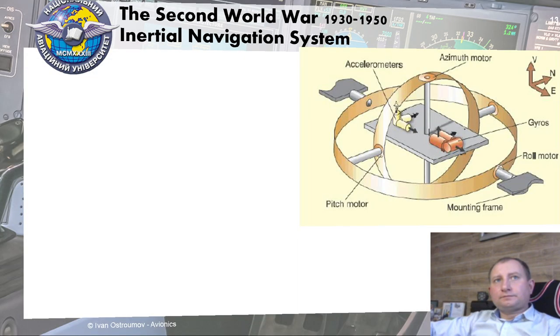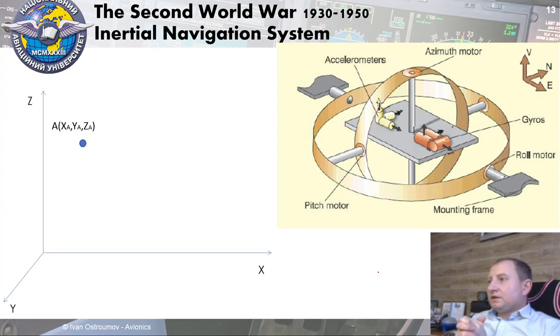The next important technology, which was invented during the Second World War, or actually it was not invented, the theory of inertial navigation was invented much earlier. However, no one had tried to use it before, because it was impossible to apply it in real life. Thus, during the period of the Second World War, German scientists for the first time implemented the inertial principle inside an inertial navigation system.